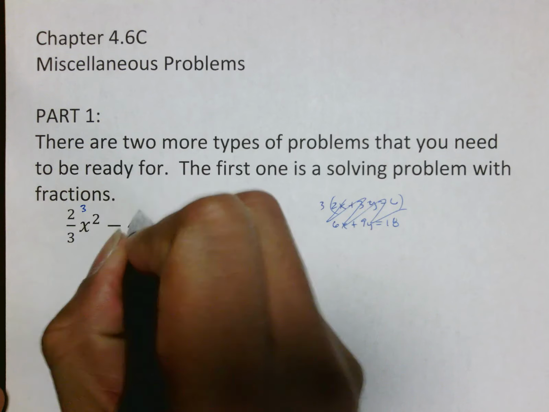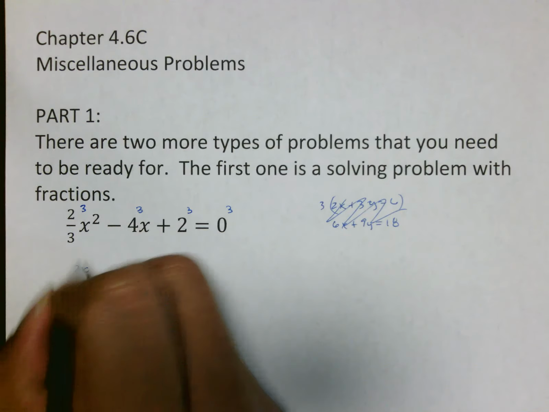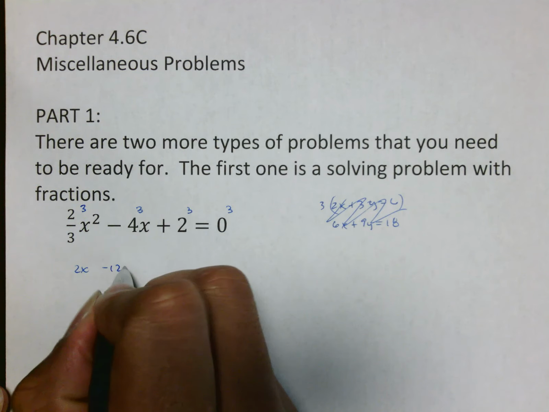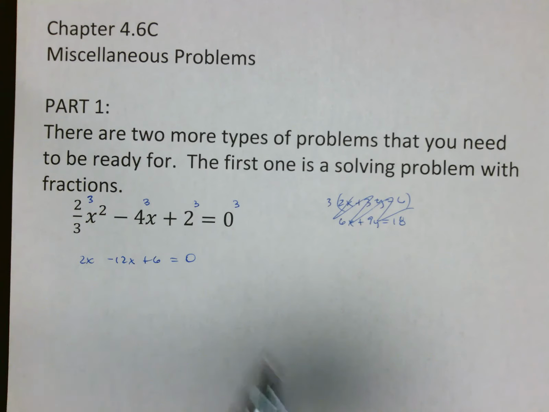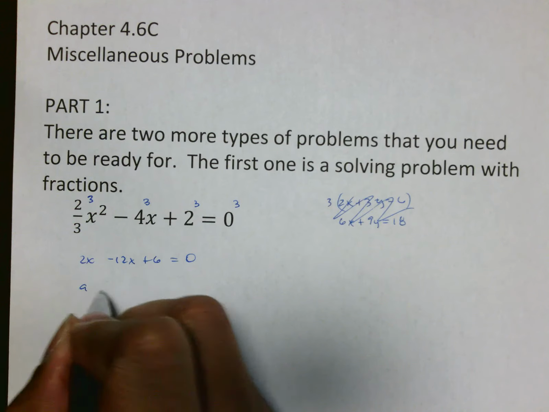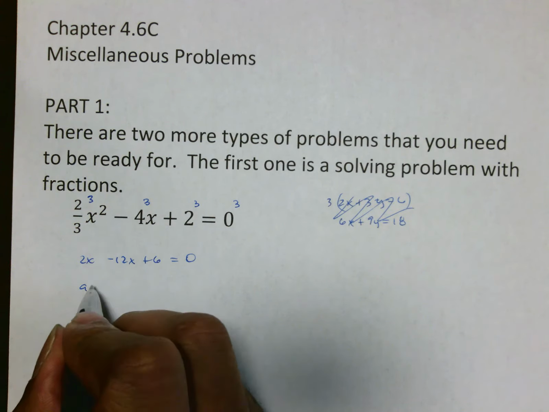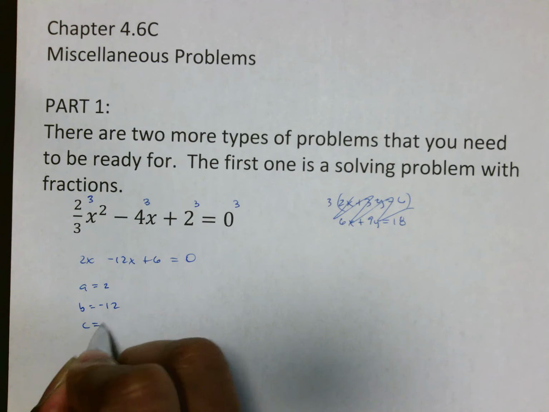Here's where it's nice. If I was to multiply everything in this equation by 3, notice that it ends up being 2x squared, because your 3's eliminate there, minus 12x plus 6 still equals 0. Again, the nice thing about this is 0 times 3 is still 0. All we did was make this a little bit bigger, and we're going to do our job from there. So a is equal to 2, b is equal to negative 12, c is equal to 6.